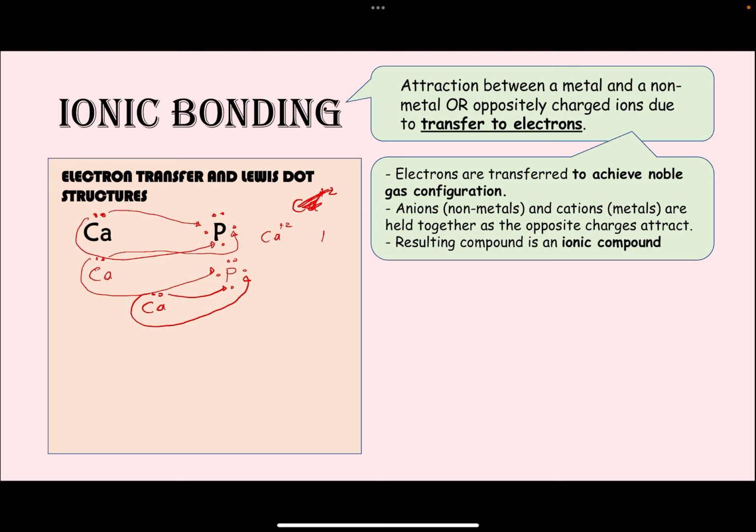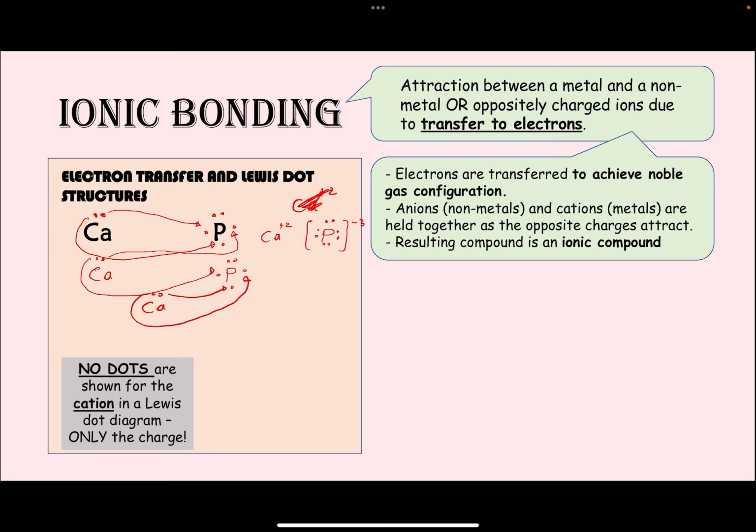And then we have phosphorus, and we know that each phosphorus is gaining the 3 electrons. So we are also going to include the full octet for the phosphorus, and then we're going to include the charge for the phosphorus. So the quick rule to remember here is that for your cation, we do not include the dots, we only include the charge. And then for the anion, we do include the 8 dots with the charge.